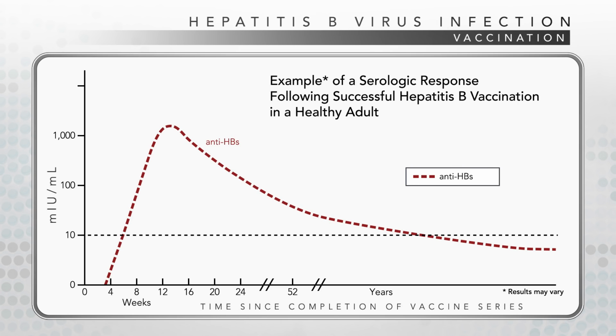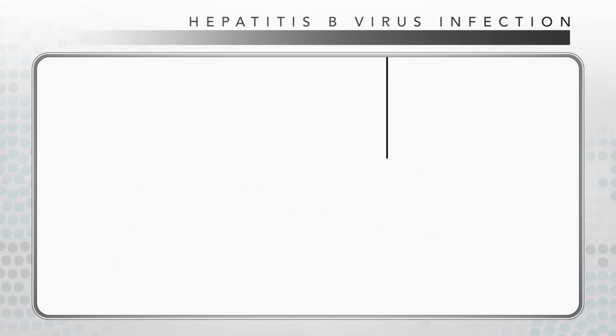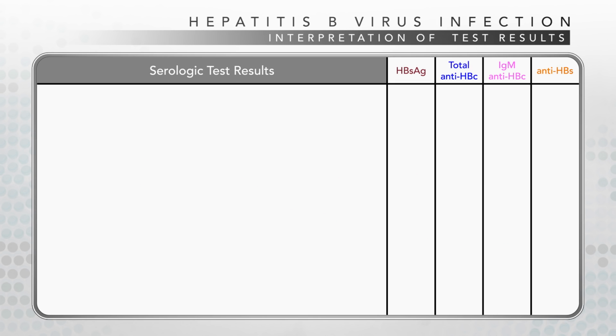Without repeated exposure to HBV, antibody levels will naturally decline over time. But immunity is likely maintained even if levels decline below 10 milli-international units per milliliter. This table summarizes the interpretation of serologic test results for HBV infection.